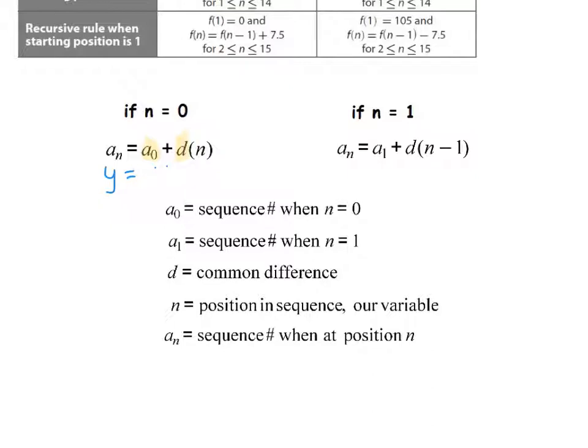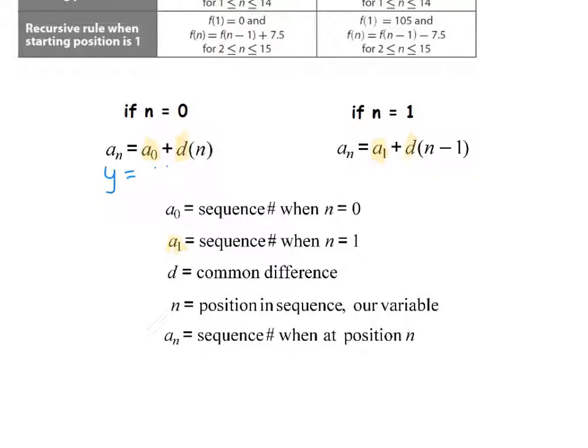Now what if the sequence starts when n equals 1, which is much more common? In that case, we're not going to start with a sub 0. We're going to start with a sub 1. A sub 1 is the first number in the sequence.